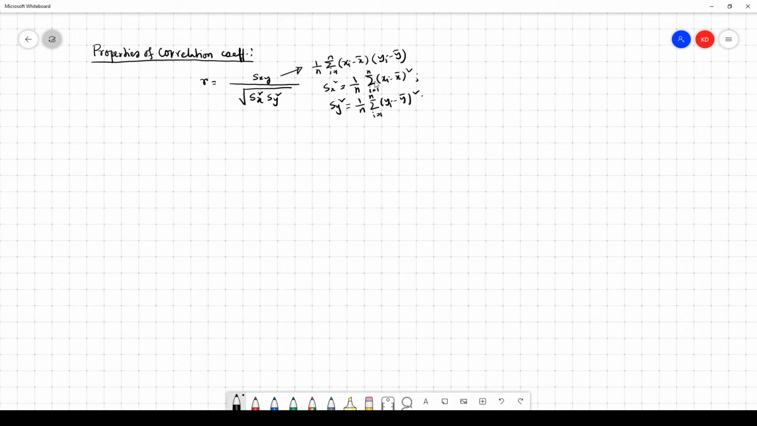So the first property of the correlation coefficient is... yes, Shashwat, happy Independence Day to you, sir, all of you.